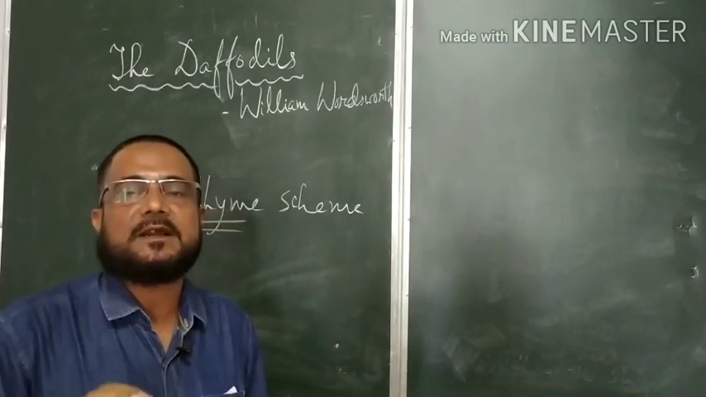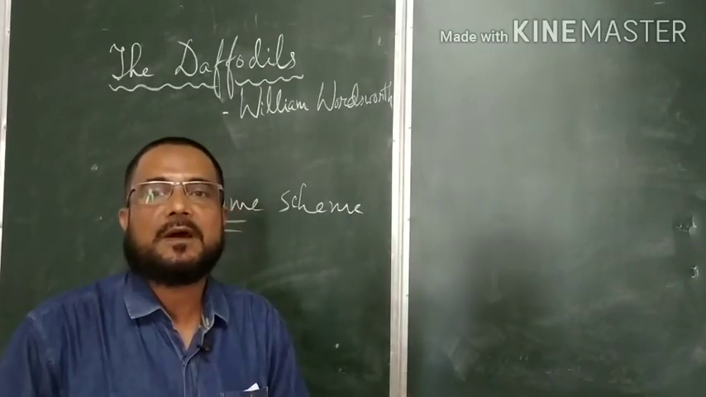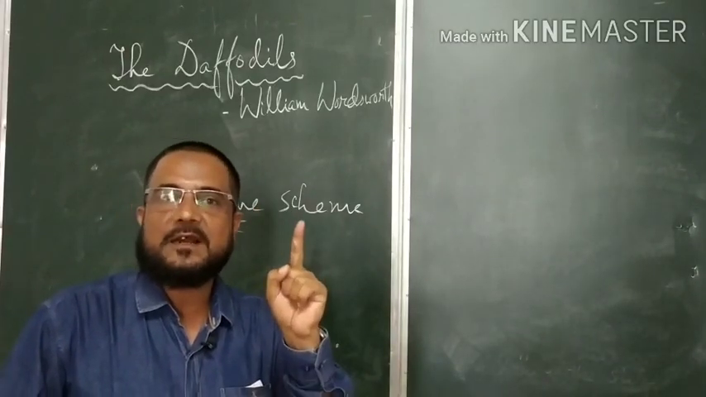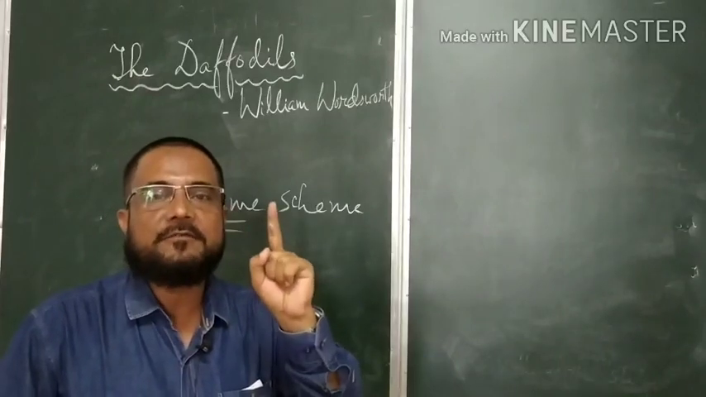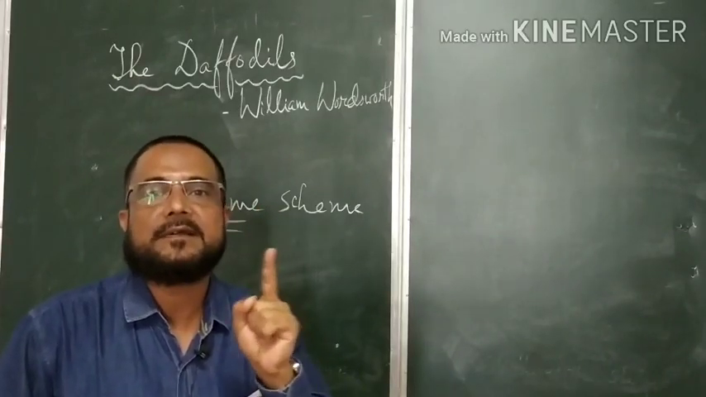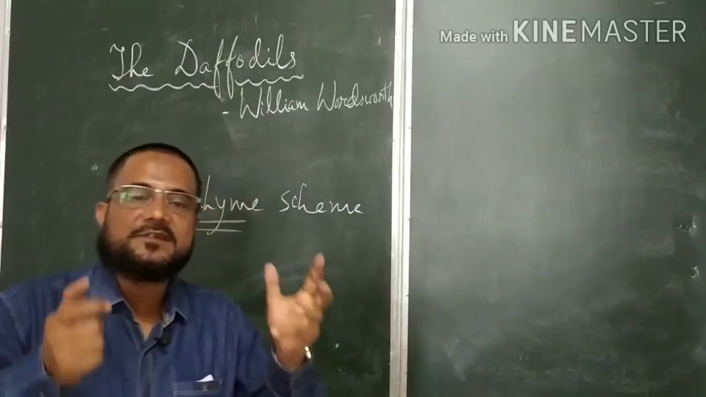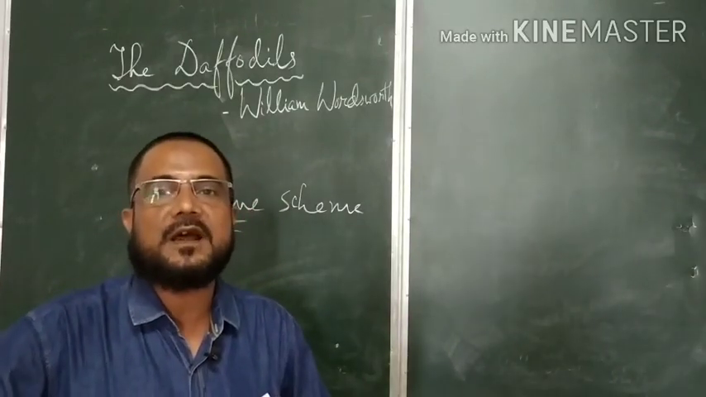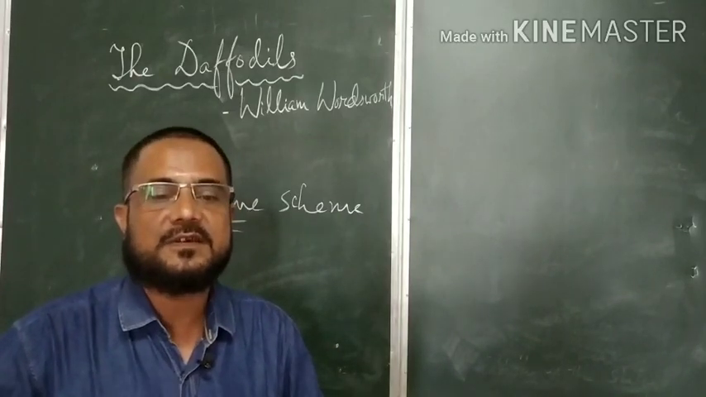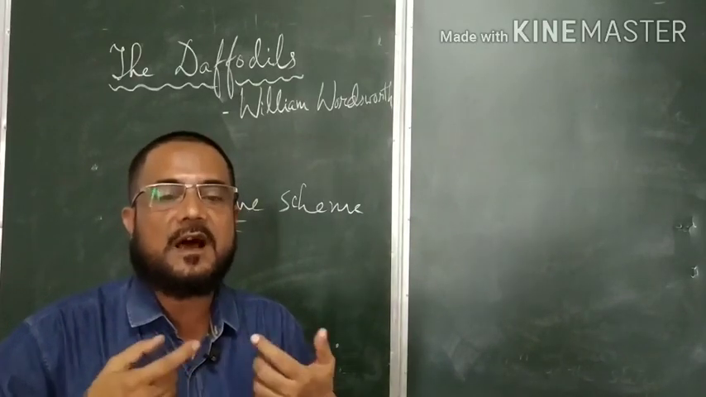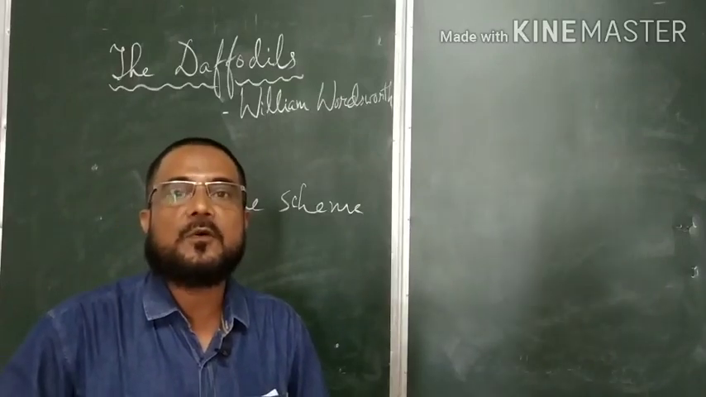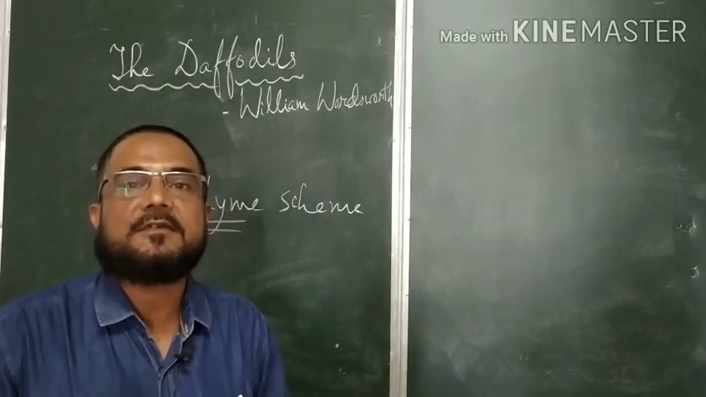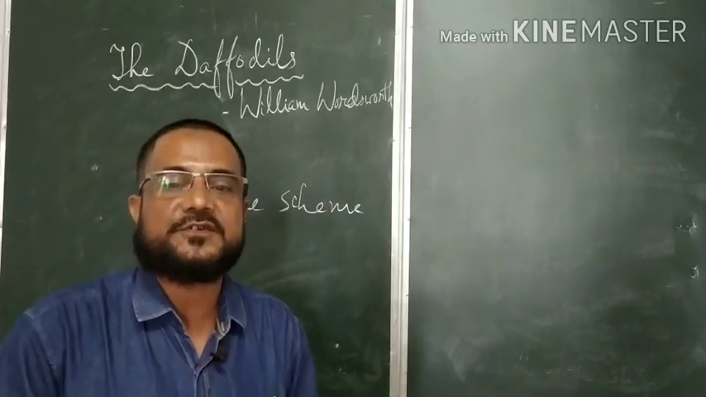This is the scheme that Wordsworth had planned while writing this poem, that my first line will rhyme with the third line, my second line will rhyme with the fourth line, and my fifth and sixth line will again rhyme differently. Now, let us read the stanza. I wandered lonely as a cloud that floats on high over vales and hills, when all at once I saw a crowd, a host of golden daffodils beside the lake, beneath the trees, fluttering and dancing in the breeze.